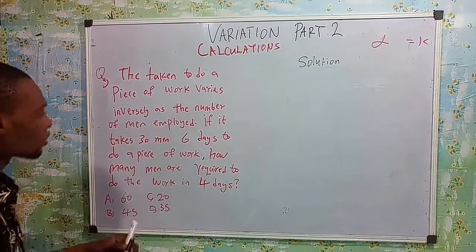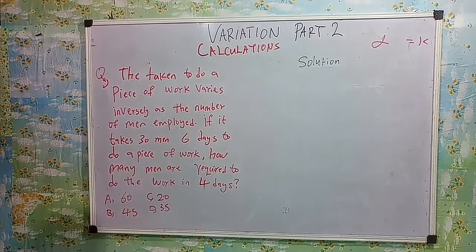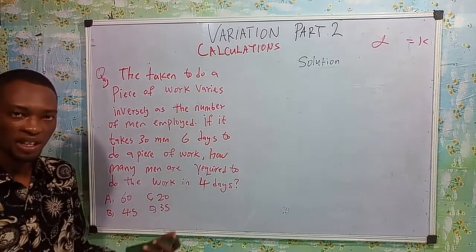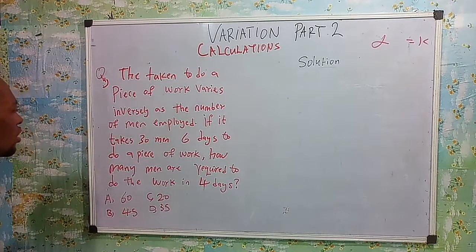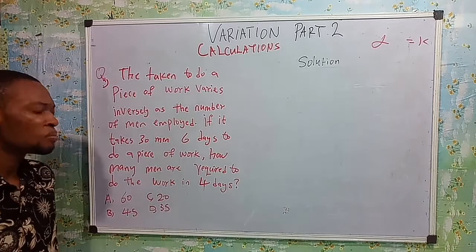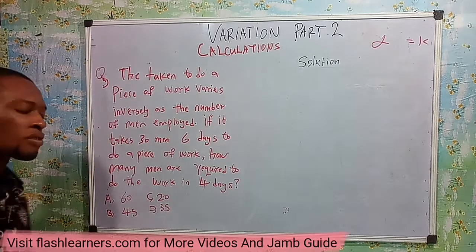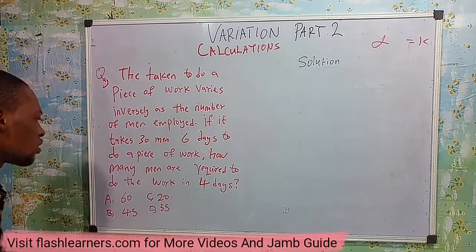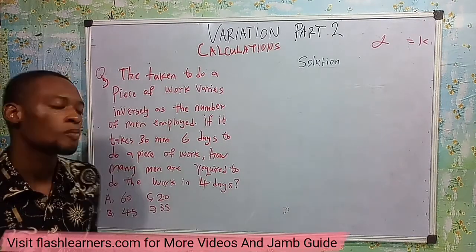All right, look at this question. The time taken to do a piece of work varies inversely as the number of men employed. If it takes 30 men 6 days to do a piece of work, how many men are required to do the work in 4 days?